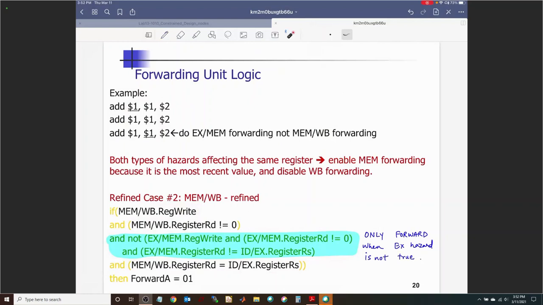But as you can see over here, execute hazard was there. And in the next one, there was a mem write back memory hazard, but there was also an execute hazard from the previous one, right? So when you have both hazards happening, do not do the mem write back forwarding, only do the execute mem forwarding. So we can capture that into the case two statements by adding these two lines. You're essentially saying the destination register here is not the same as one of the source registers here. That's what you're checking over here.